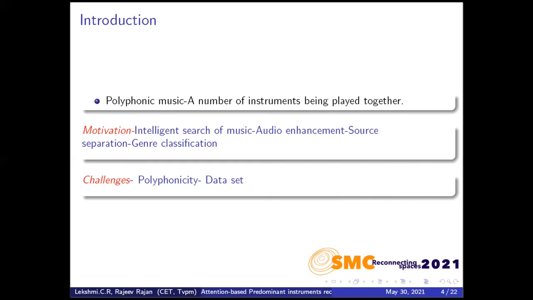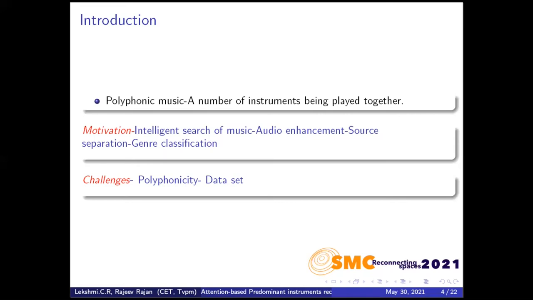Most of the research work involves the instrument recognition in monophonic music, and our research differs from them by the predominant instrument recognition in polyphonic music. This is because music in real world is polyphonic, and the extraction of information from polyphonic music is a highly challenging task. The main motivation behind this is intelligent search of music, audio enhancement, source separation, and genre classification.